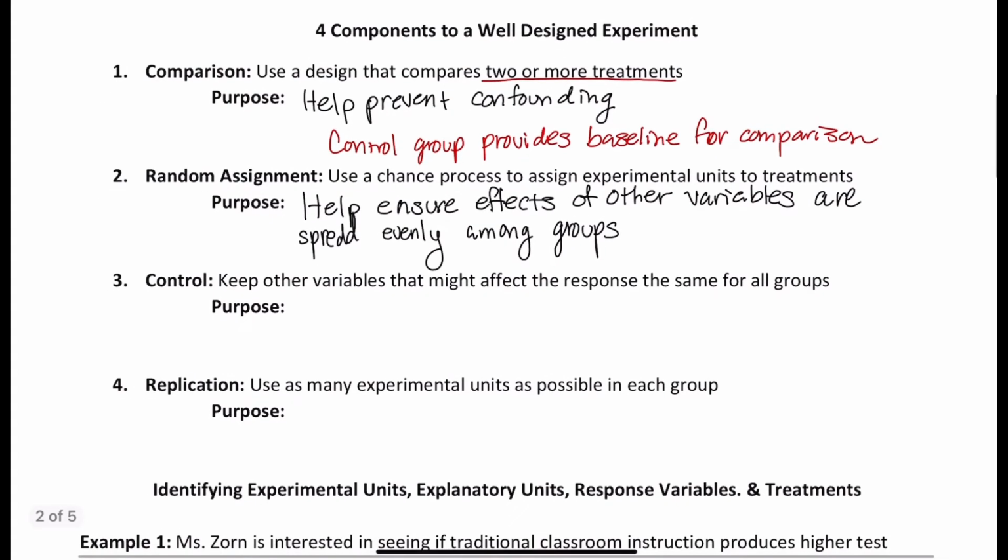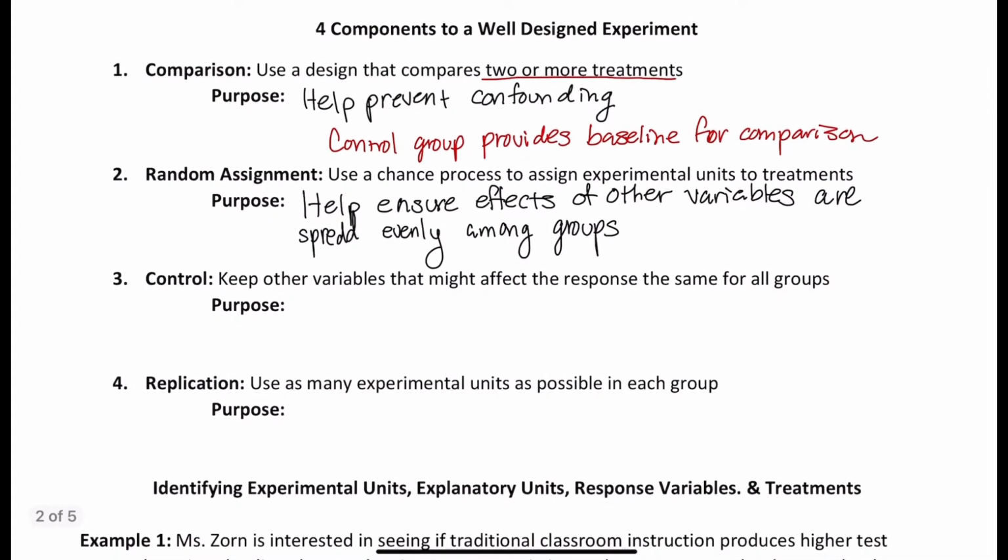The third principle we want is control. So we want to keep other variables that might affect the response the same for the other groups. And this is just to help reduce variability in the response.